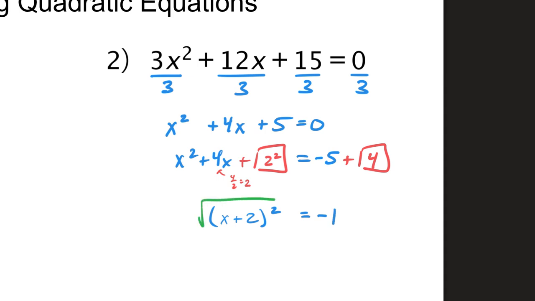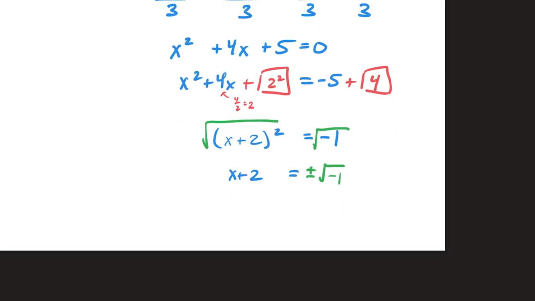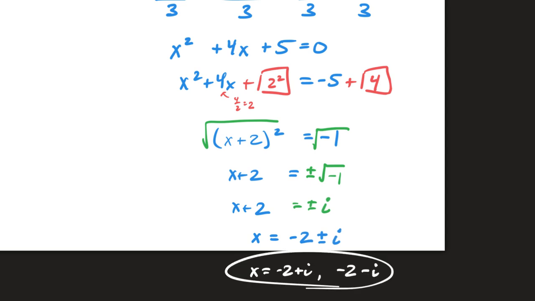I will now take the square root of both sides. That'll give me x plus 2 equals plus or minus the square root of negative 1, which we know to be i. So I have x plus 2 equals plus or minus i. We'll now subtract 2 from both sides, and I will get negative 2 plus or minus i. Now remember, that's 2 solutions, right? That's negative 2 plus i, and that's negative 2 minus i. There's my 2 answers for this particular quadratic equation.